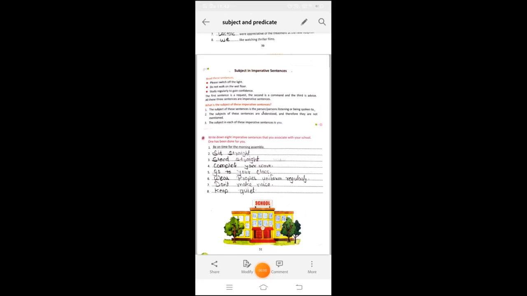So now I have explained to you the concept of subject and predicate with examples and its different types of sentences. Now I hope that this concept is clear to you.